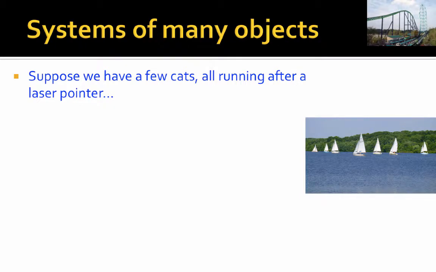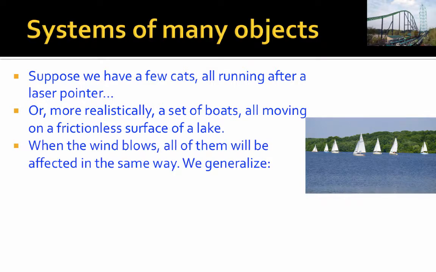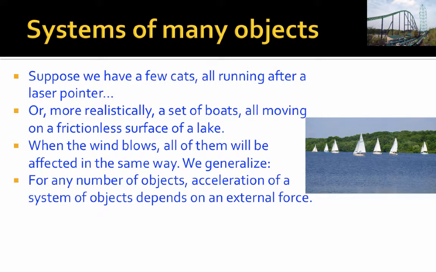Let's suppose we have something like a few cats all running after the same laser pointer, or maybe more realistically, you've got a set of boats all moving on a frictionless surface of a lake, and the boats are all affected by the wind. So when the wind blows, all of them are affected in the same way. We want to generalize this to knowing the effect of forces on a system of objects.